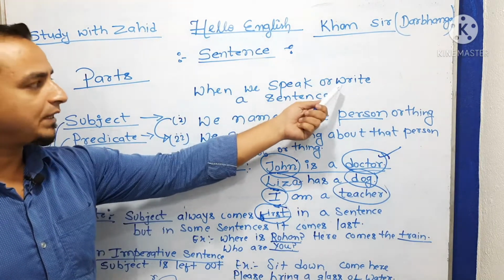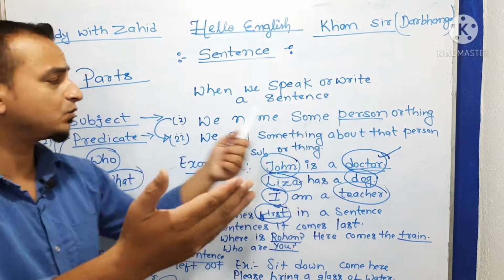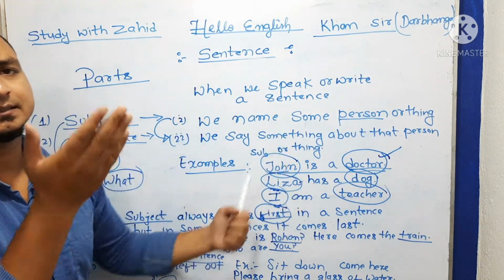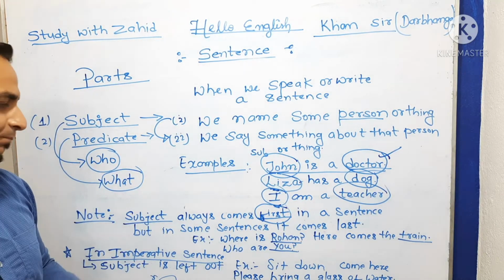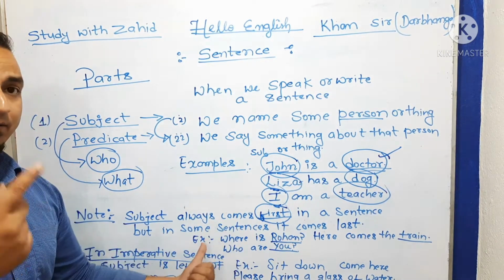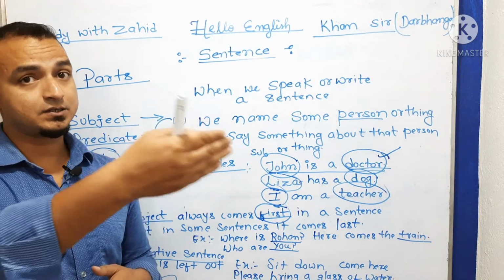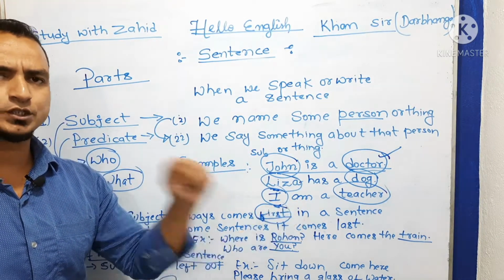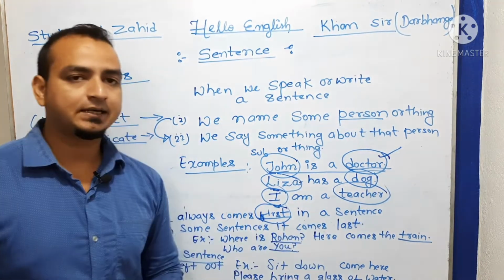So when we speak or write a sentence, we name some person or thing, that is your subject, and whatever we say about that thing, that is your predicate. Simple, easy. Okay, so what have you understood? The subject always comes first in a sentence, but in some sentences it comes in the last position also. "Where are you?" "Who are you?" "Here comes the train."